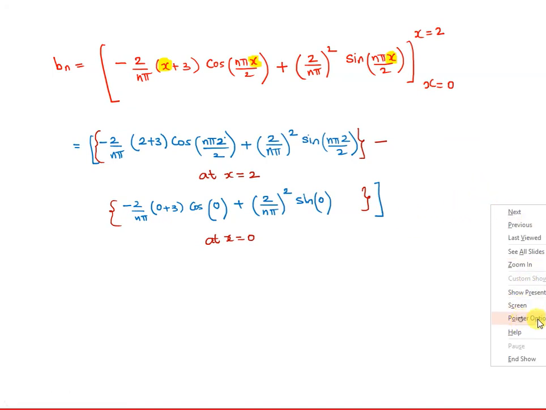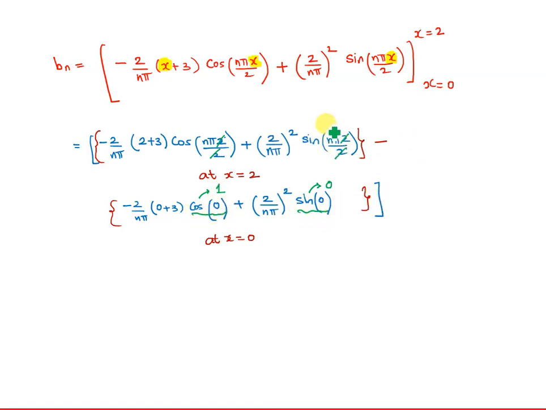Now we can further simplify it. We can cancel 2 with 2, 2 with 2. Sine of 0 is 0. Cosine of 0, the value is 1. Now after cancelling 2 with 2, we are left with sine n pi, whose value is 0. Here we are left with cosine n pi and its value is minus 1 to the power n. So once we did all these things, we can write it here.